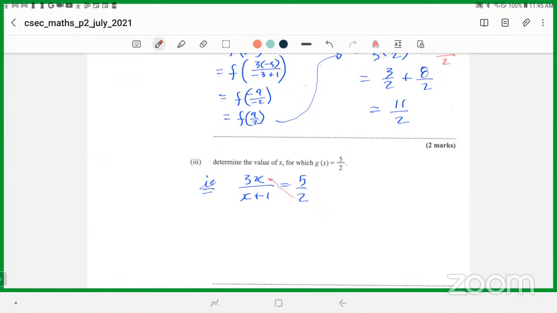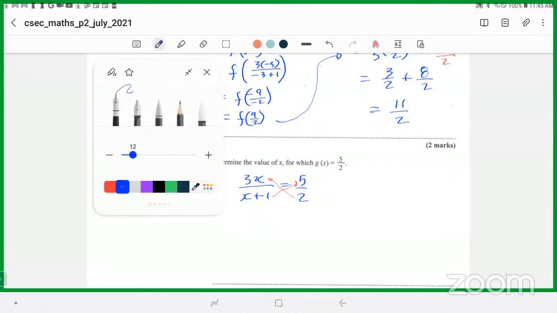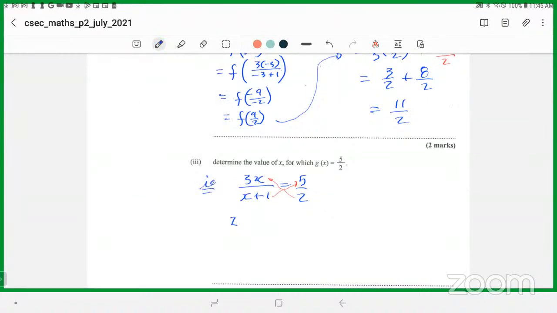And take this denominator and multiply it up there. Cross multiply to get rid of the fractions. All right, so we'll cross multiply to get rid of the fractions. We're going to get 2 times 3x, or 3x times 2, same thing. 2 times 3x equals, and then this multiplied by the 5, so it becomes 5 times x plus 1. So cross multiply: this side becomes 6x equals, this side becomes 5x plus 5, or expand.